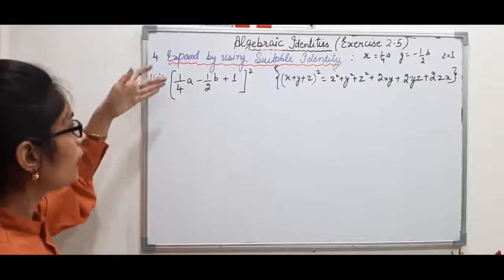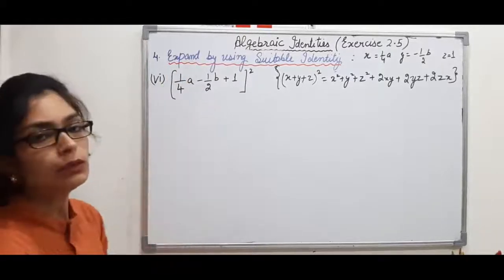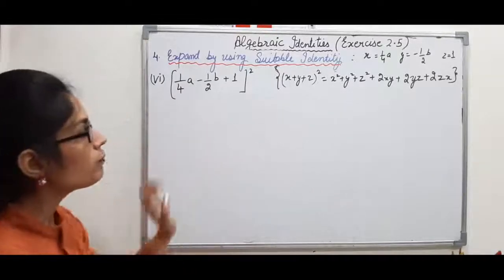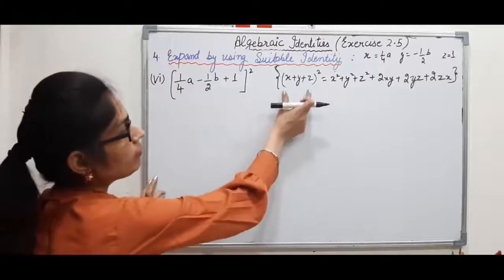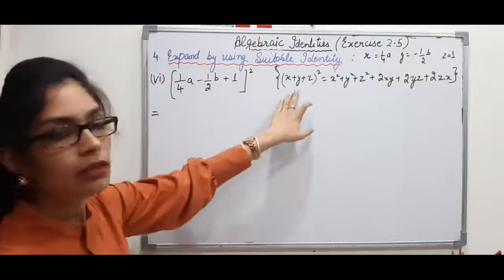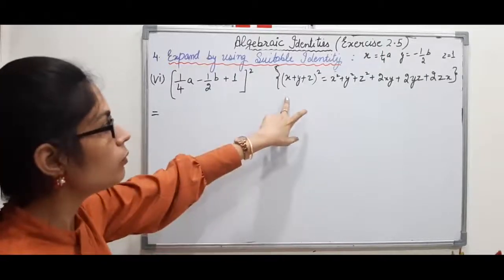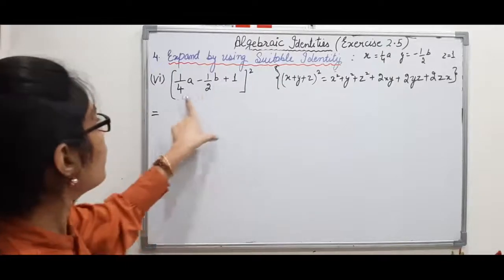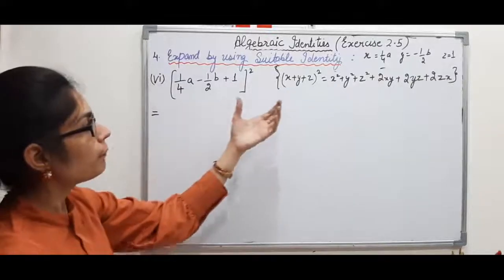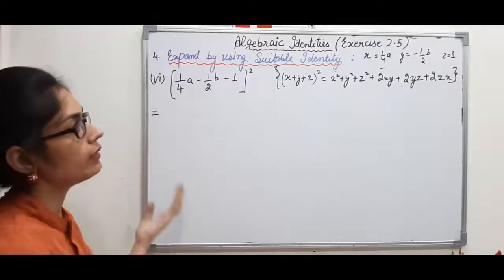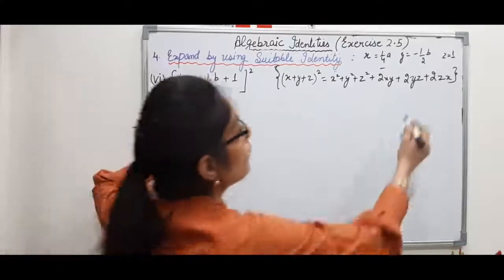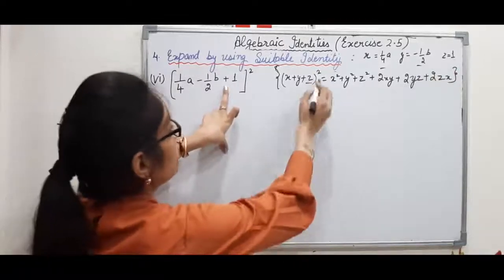Last part is 1 by 4a minus 1 by 2b plus 1 whole square. So 3 terms whole square, same expression we have to use. So now this thing is given to us. We have to use this expansion, and I have written in x, y and z form. Let's find out the values of x, y and z. So x, it is 1 by 4a. I have already written. Y, you just have to compare this expression with this so that you can find out the values of x, y and z. So y, it is equals to minus 1 by 2b, and z, it is equals to 1.